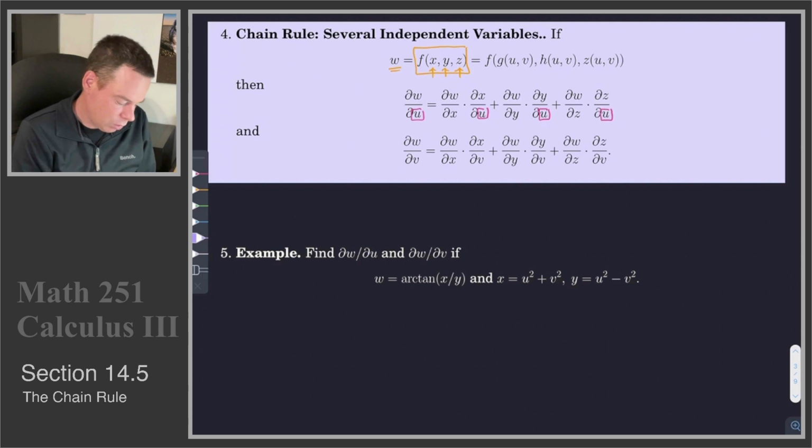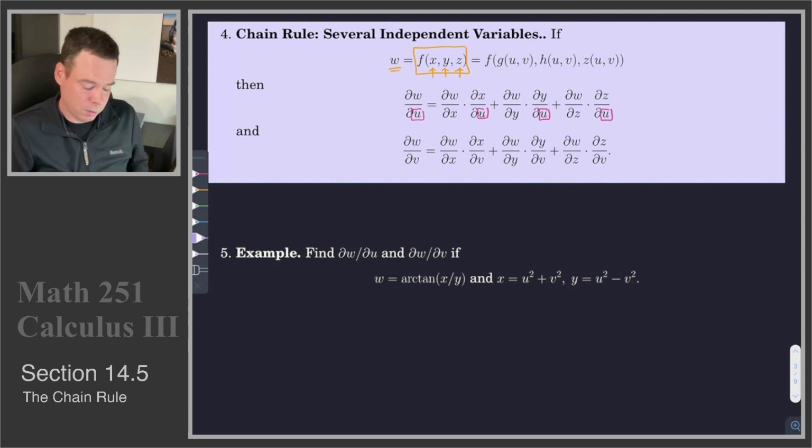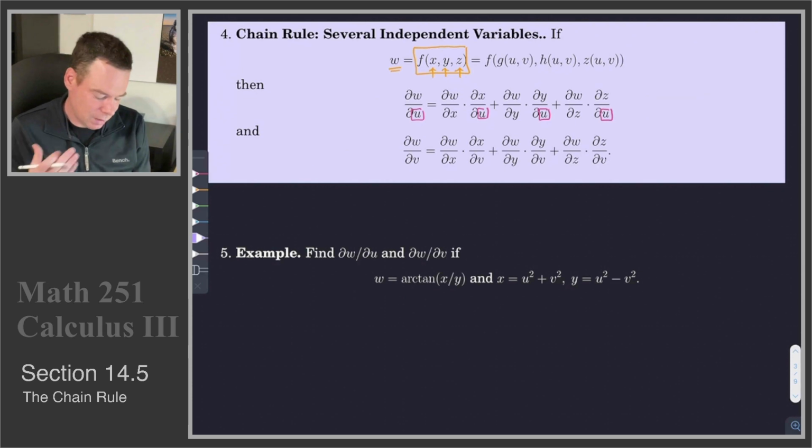One way you can think about doing this is the same as we did before in terms of the check. We'll just take x equals u squared plus v squared, plug it in for x, take y equals u squared minus v squared, plug it in for y, and then we just get w as arctan of (u squared plus v squared) over (u squared minus v squared). So that's a function of two variables, and you can go ahead and differentiate it.